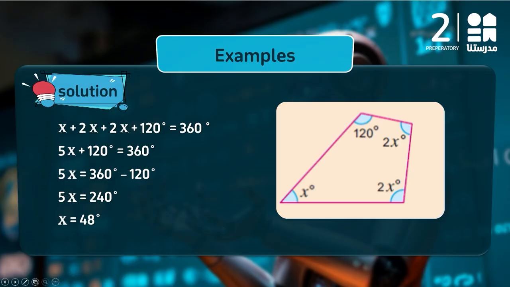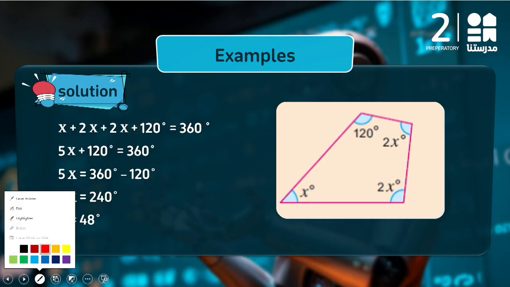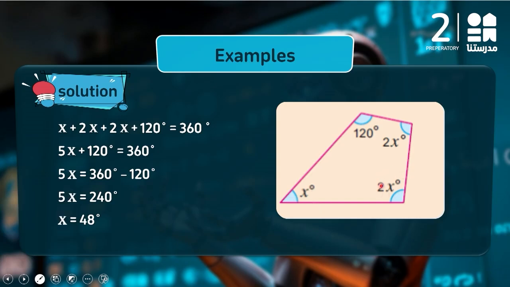Now it's self-evaluation time. Can you find the value of x in this figure? I think you can. How can we solve this? We have a quadrilateral, and we know that the sum of interior angles of a quadrilateral equals 360 degrees. So we can say that x plus 2x plus 2x plus 120 degrees equals 360 degrees, which is the sum of interior angles of any quadrilateral. So x plus 2x plus 2x equals 5x, plus 120 degrees equals 360 degrees.